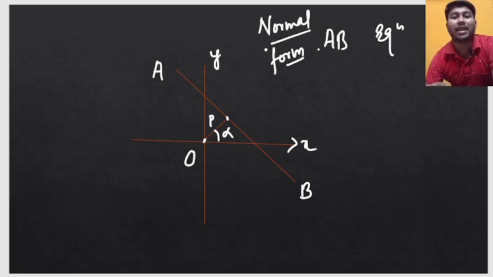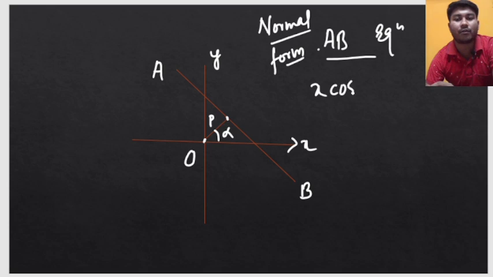Okay, the same line: the previous one is intercept form and this is normal form, but the lines are actually the same. What is the form? The form is x into the cos of alpha plus y into sine of alpha equals P. So this is the equation of AB.